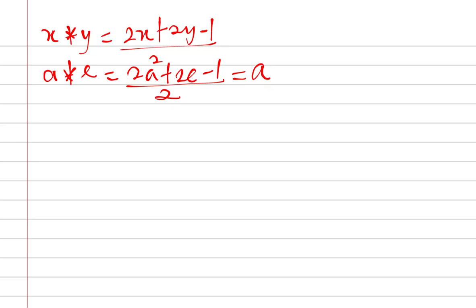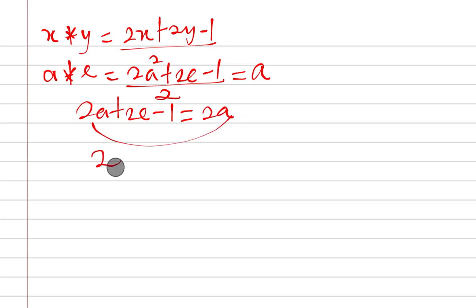If you cross multiply, you have 2A plus 2E minus 1 equal to what? 2A. Are you seeing that now? You bring this one to this side. This will become 2E minus 1 equal to what? 2A minus 2A. Because this is plus, so when it crosses it corresponds to what? Minus. And that will now give us what? 2E minus 1 equal to 0.